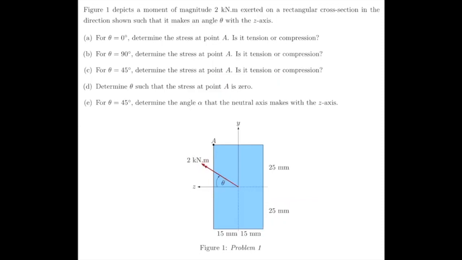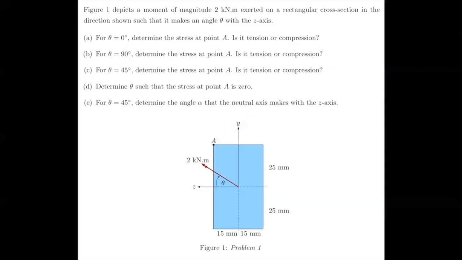And then you are asked to determine a few things here. So the first thing, for theta 0, determine the stress at point A. So we want to know what is the stress at point A, and this is a bending problem. So obviously we are talking about axial stress or normal stress in x direction. So it's sigma. It asks you for stress at point A and whether it is tension or compression.